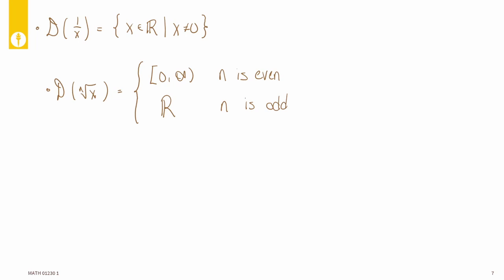Now, you have an even index radical, it has to be non-negative. Odd index radical doesn't matter. Right, you're allowed to take the cube root of -8. It's -2. But the fourth root of -32, that doesn't exist. Not in the real plane. It does in the complex plane.